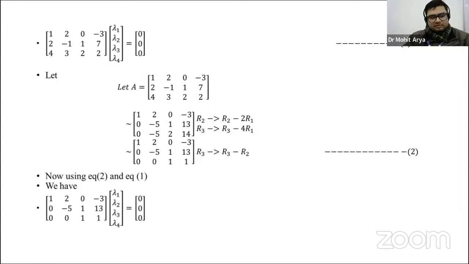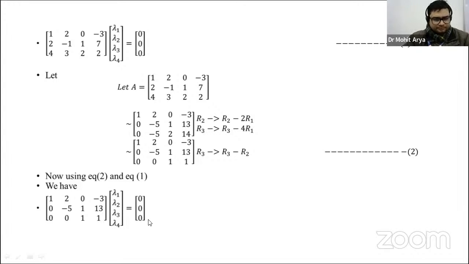Okay, and similarly we use the second operation, so we get a transform matrix, that is this matrix. Okay, and again we will apply another operation, that is we change the row R3, that is the third row, such that we subtract all the entries of row R3 from the second row. Okay, so now using equation 2 and equation 1, we get this particular equation 1.